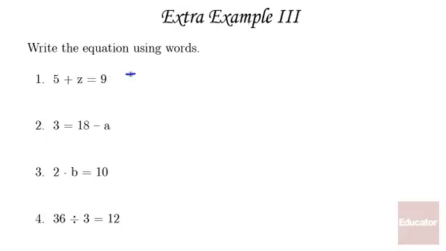So I'm going to say the sum of 5 and z. If you use sum, then you have to write the two things that you're going to be adding together. So 5 and z, those are the two things, right? Equals translates to is 9. The sum of 5 and z is 9.